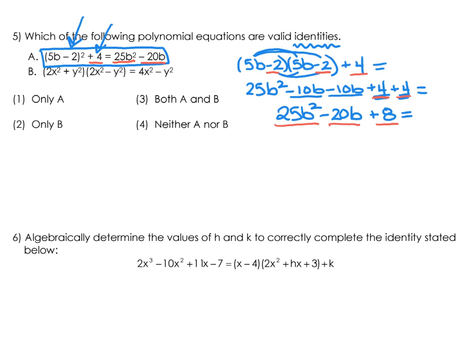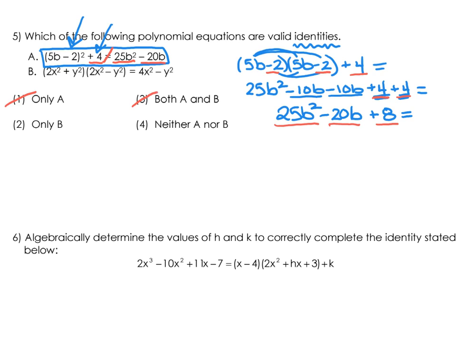So I'm going to go ahead and slash this equal sign and say that this is not an identity. We have a positive 8 on the left-hand side, and they don't have a positive 8 there after there are 2 terms on the right-hand side. And so I'm going to go ahead and say that A is not an identity. So only A being an identity? No, A is not an identity. Both A and B? No, A is not an identity.